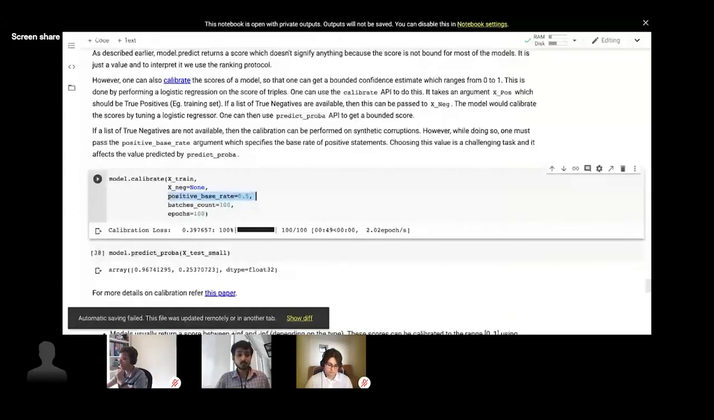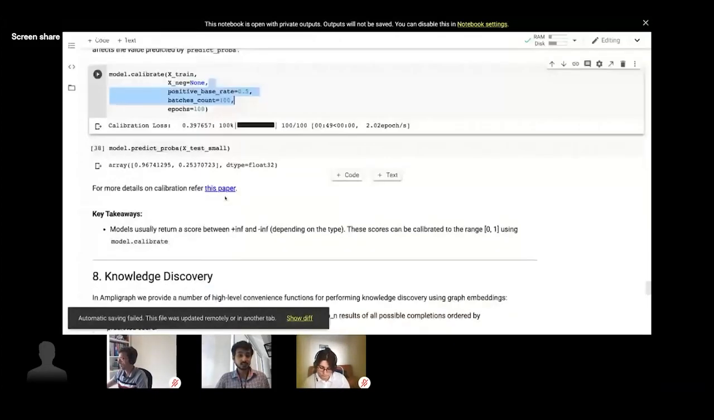If you want to know more about calibrate, there's a paper reference here. This is a paper by Luca and Pedro. You can look at it in detail later, with details on how this calibrate API works and how to choose positive base rate.